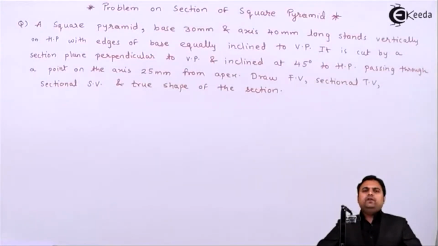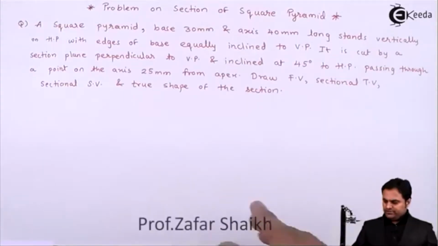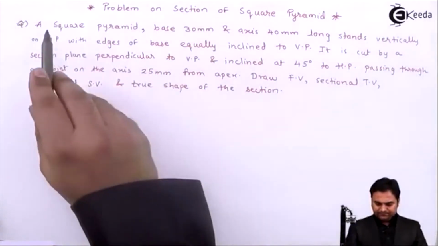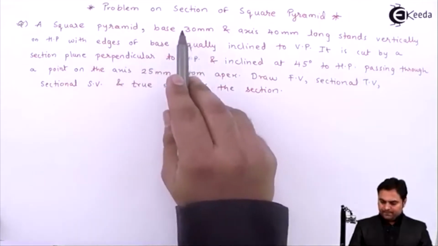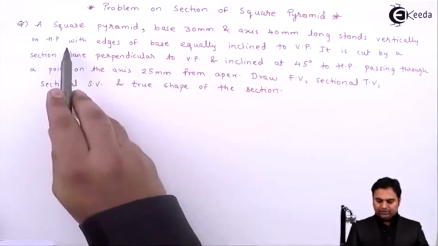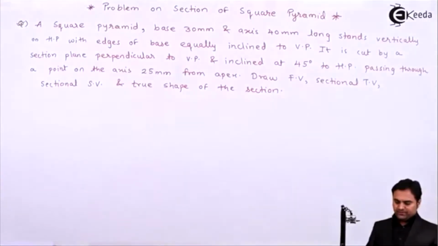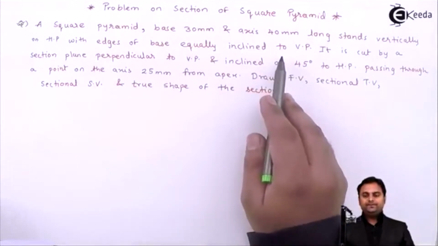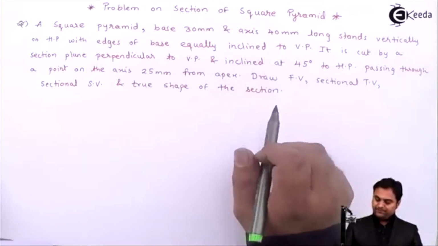In this video, we are going to see a problem on section of a square pyramid. Here is the question. It is given that a square pyramid, base 30 mm and axis 40 mm long, stands vertically on HP. It means the square pyramid is in HP with edges of base equally inclined to VP. That will be seen in HP.